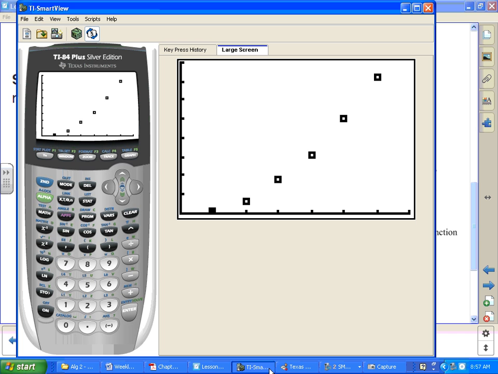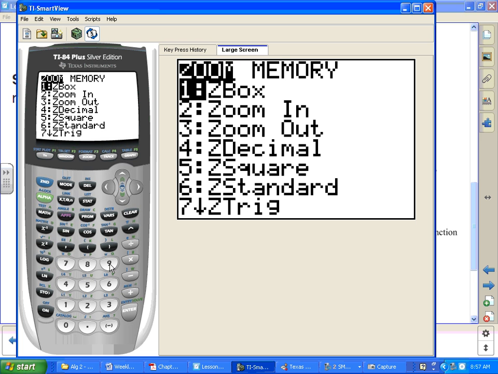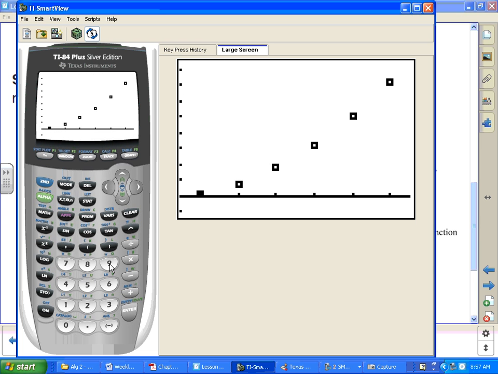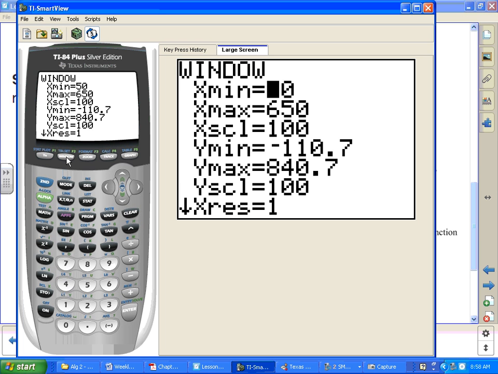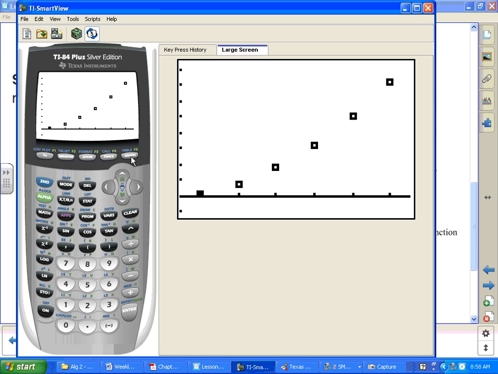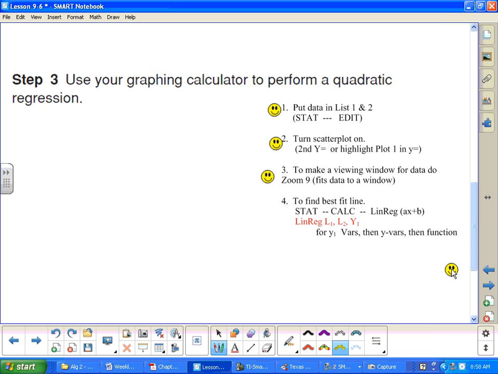If I press Zoom 9, it gives me a window very similar to the one we had, but the numbers aren't necessarily going to be the same. It still shows me my curve. The nice thing about Zoom 9 is that it's a quick way to give you a window that'll show all of your data.